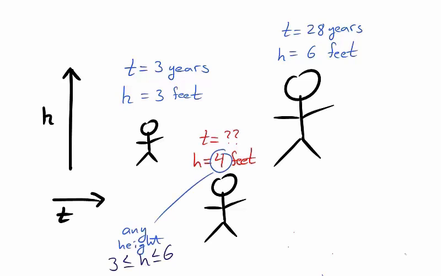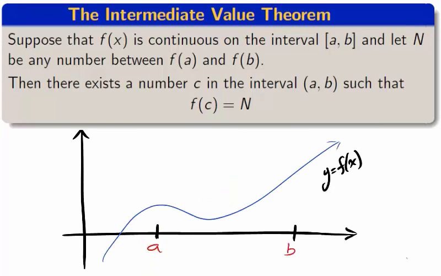In fact, you'd expect there would be an age between 3 and 28 for every height between 3 and 6 feet. Attaining these intermediate values is exactly what the intermediate value theorem guarantees.